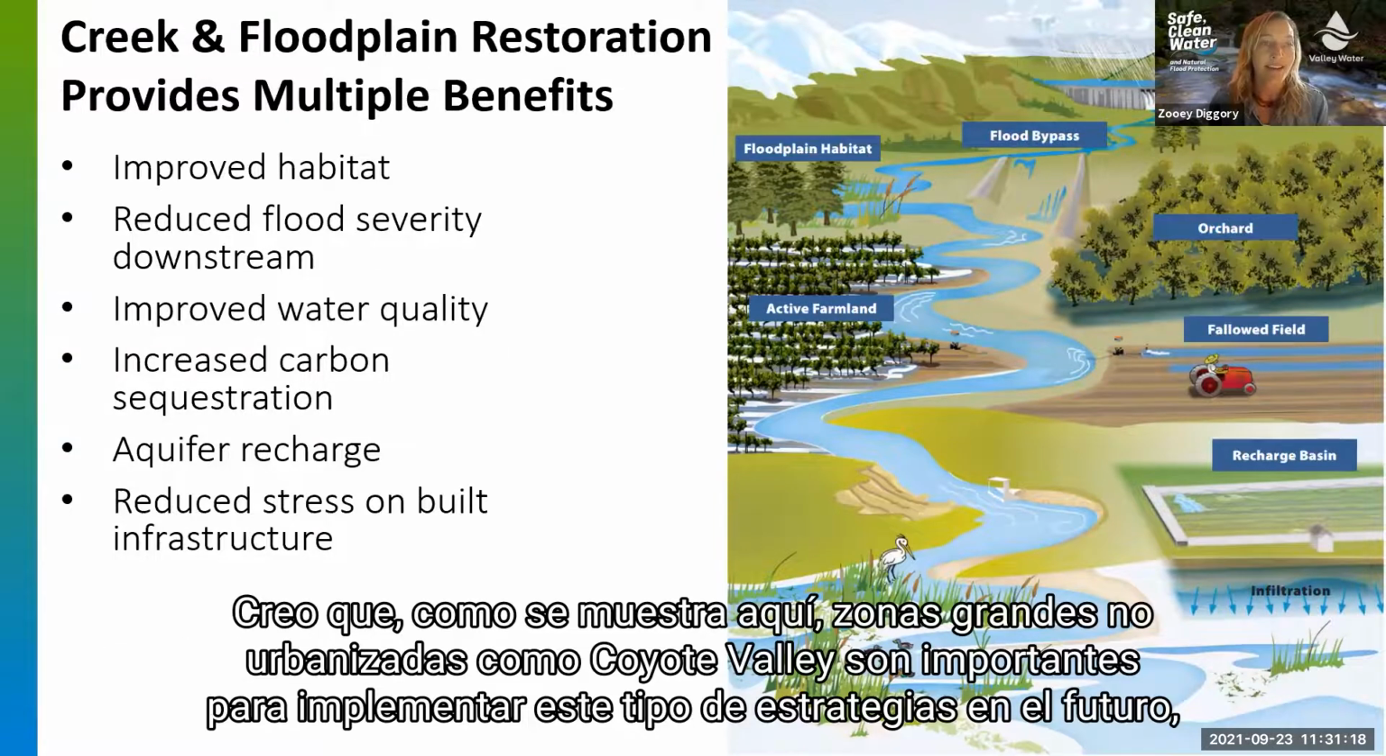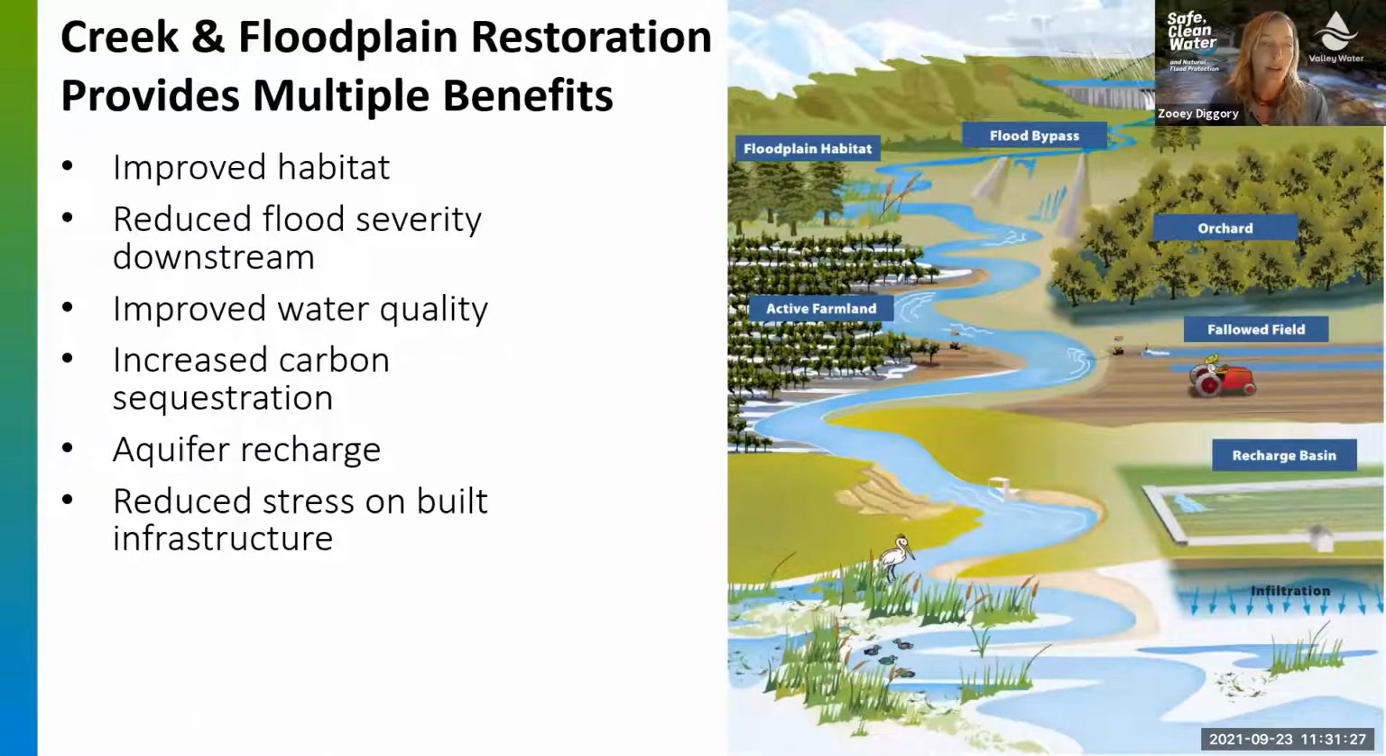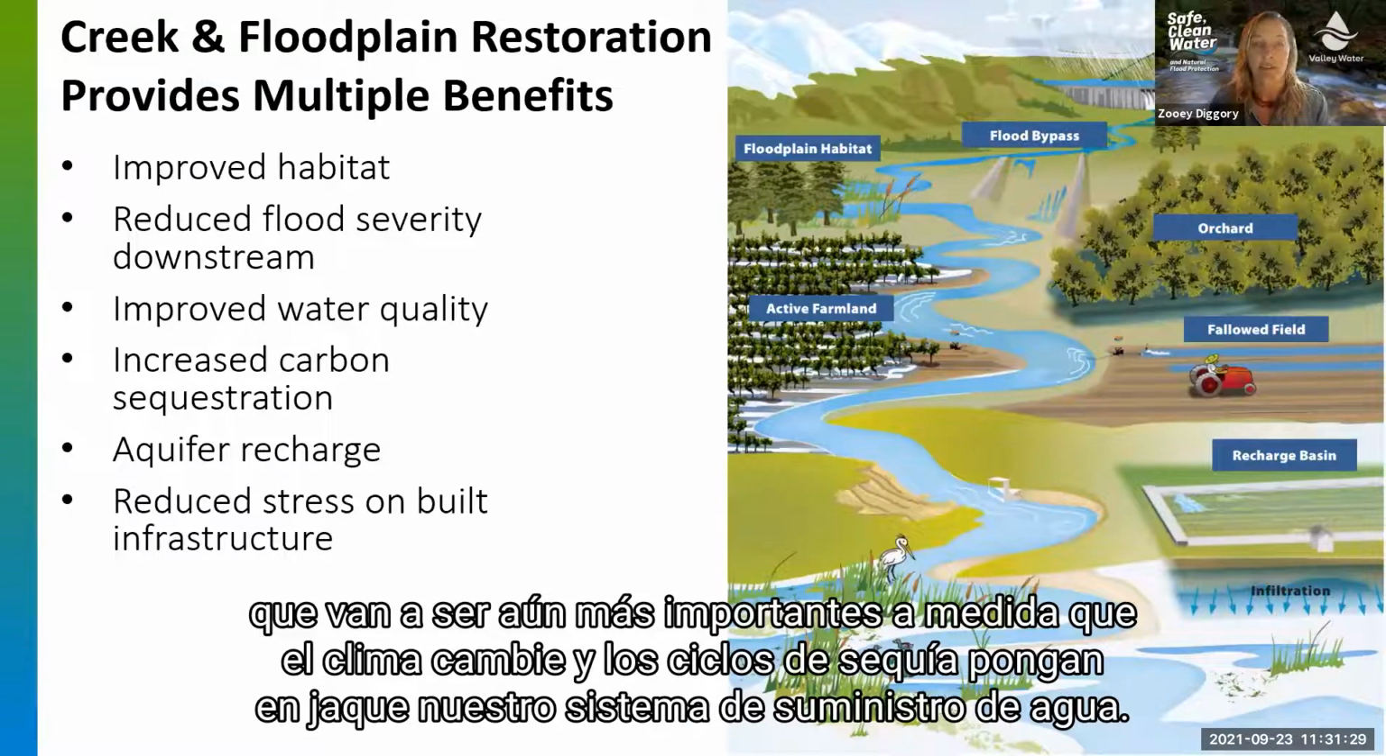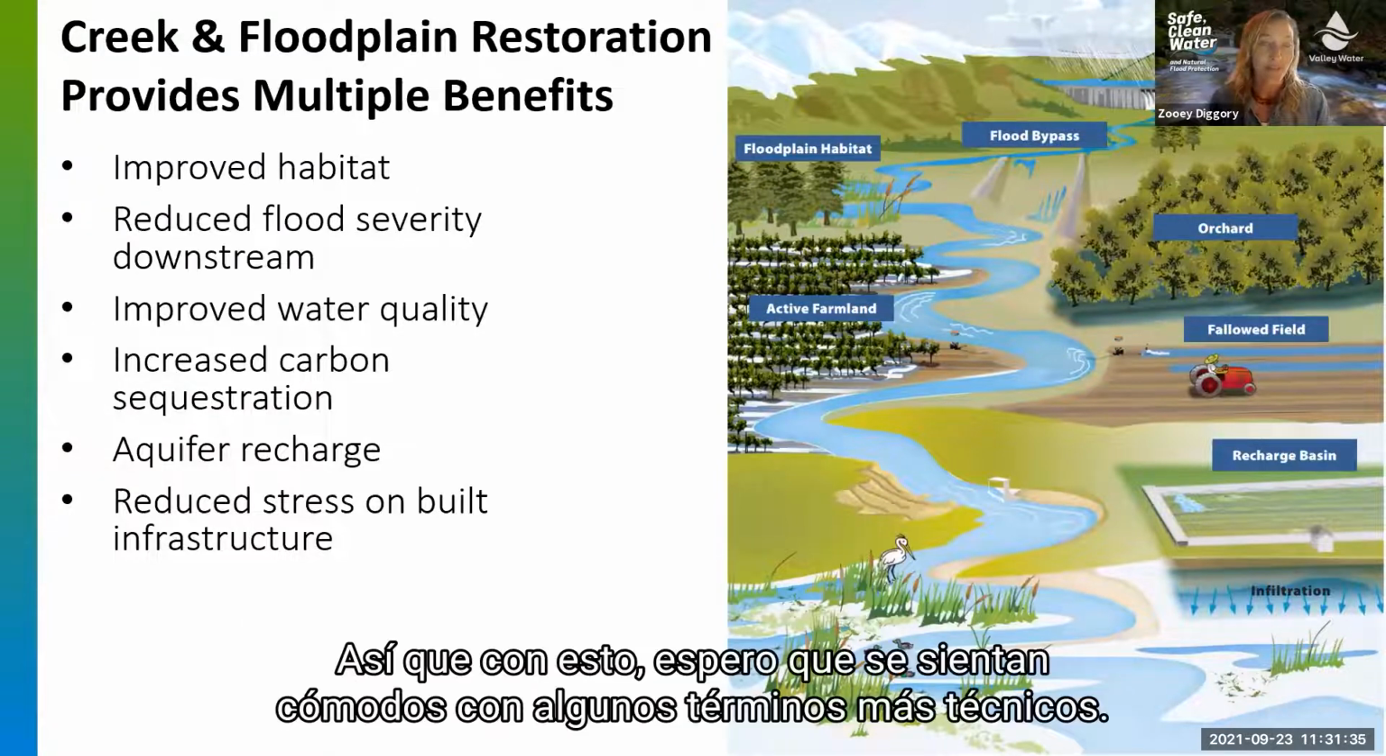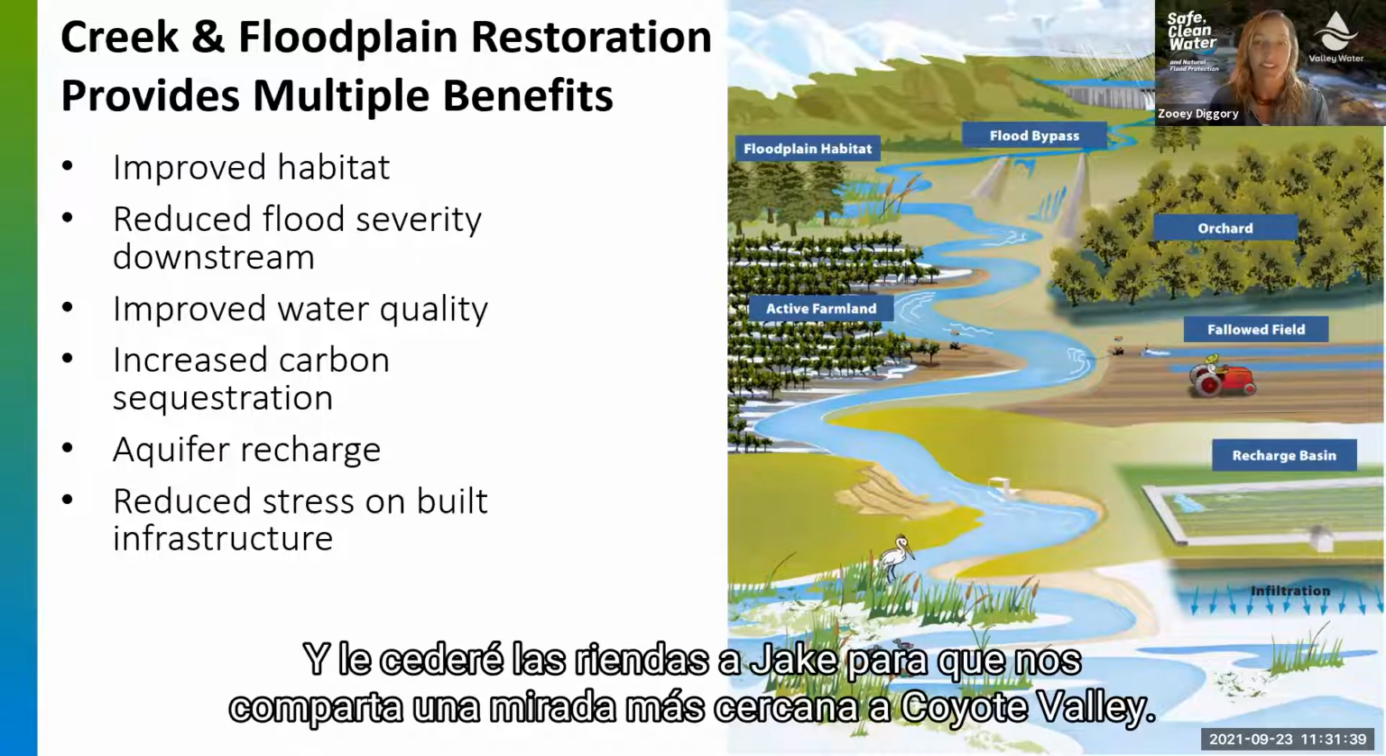And I think as this figure really demonstrates, large undeveloped areas like Coyote Valley are important to implementing these kinds of strategies in the future, which are going to become even more important as our climate changes and cycles of drought challenge our water supply system. So with that, I hope you feel comfortable with some more technical terms, and I will hand the reins over to Jake for a closer look at Coyote Valley.